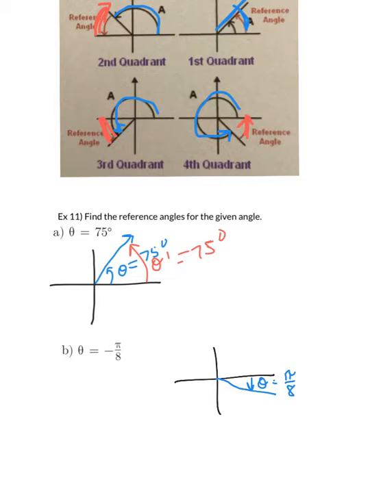Your theta prime is always from where you stopped to the x. So our theta prime is going to be from where we stopped to the x. It's going to be the same angle, but reference angles are always positive. So our theta prime, it's the same distance, it's pi over 8, and it's always positive if it's a reference angle. So our theta prime is pi over 8.